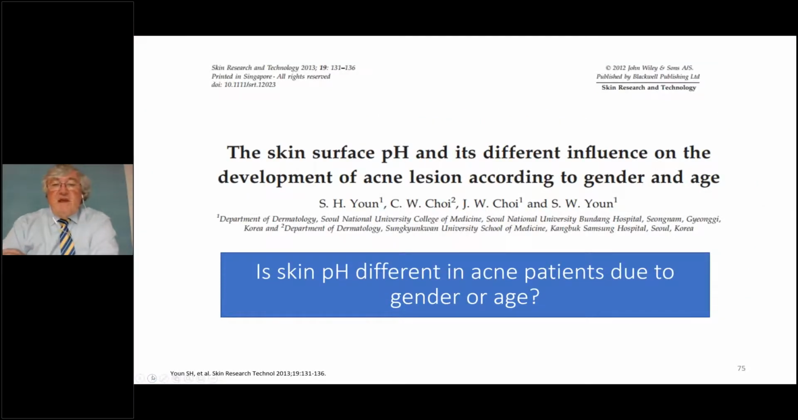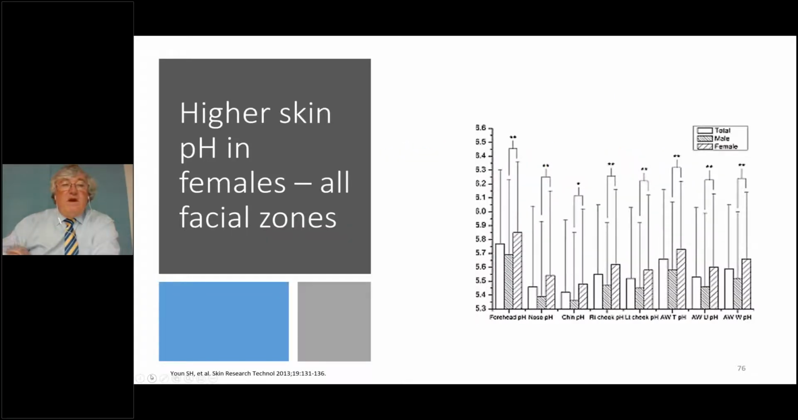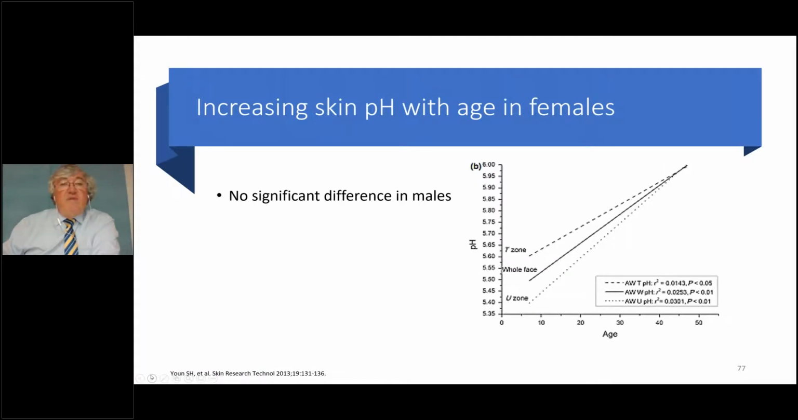So is skin pH different in acne patients due to gender or age? And this was in an article back in 2013 by Yoon. And they found actually that the females had a much higher pH in all facial zones, where there was T-zone, forehead, etc. This may account for why we often say that female skin is more sensitive than male skin. There was an increasing pH with age in females. This was not seen in males.